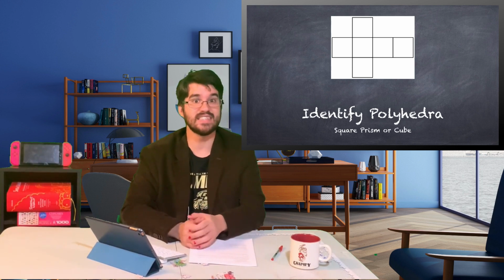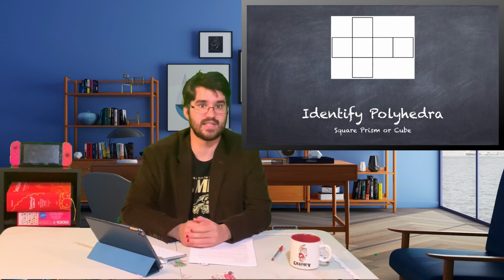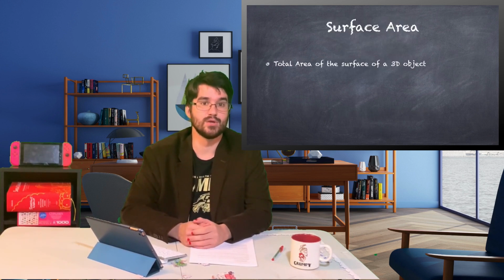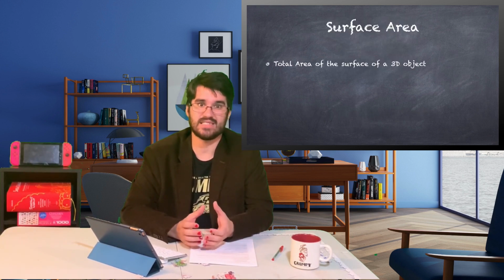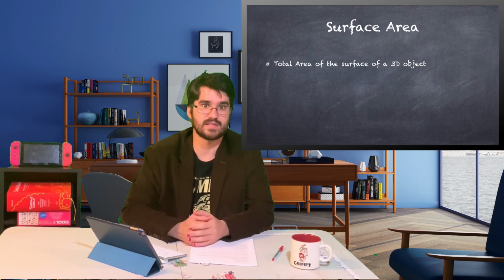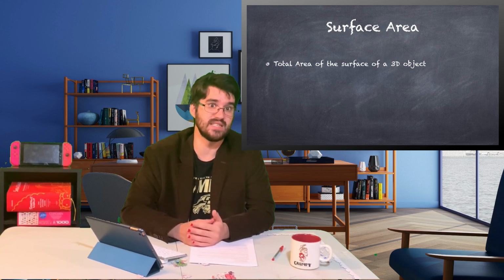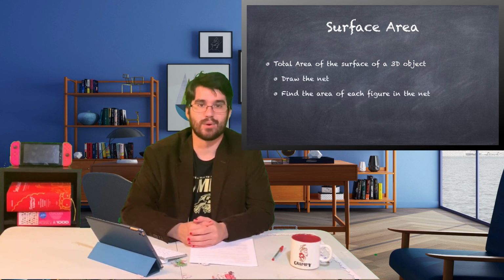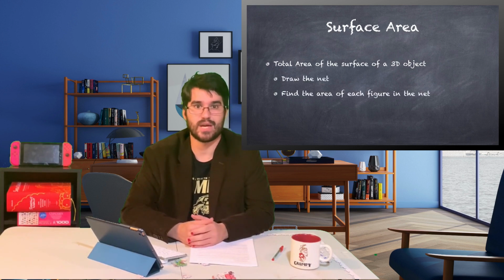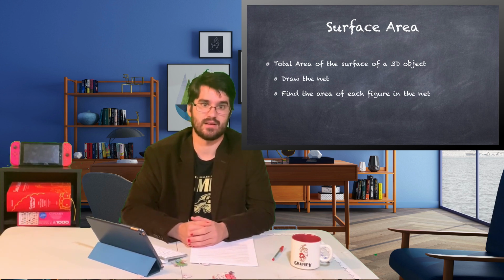Nets are going to come really in handy when it comes to finding the surface area of a figure. The surface area is how much area is added up among all of its faces. Think how much paint you would need to cover a total surface. So our process is going to be unfold the shape into its net, find the area of each face of the net, and then add up all of those areas.